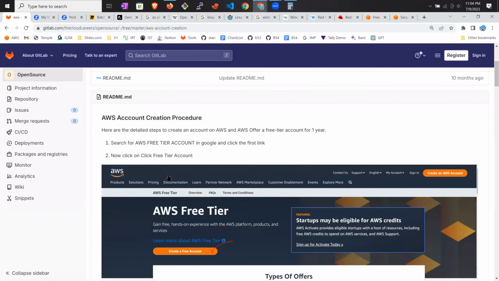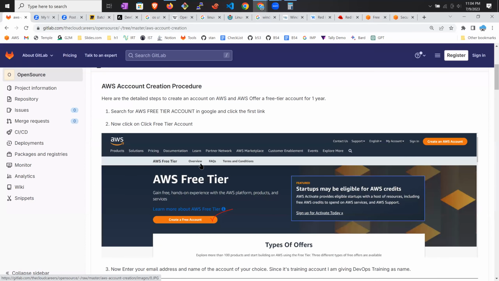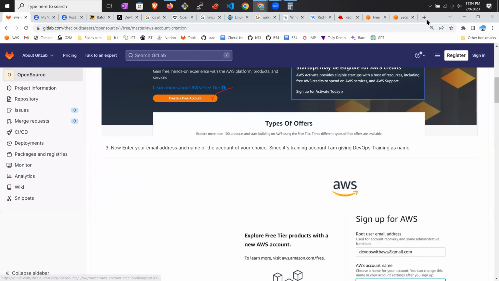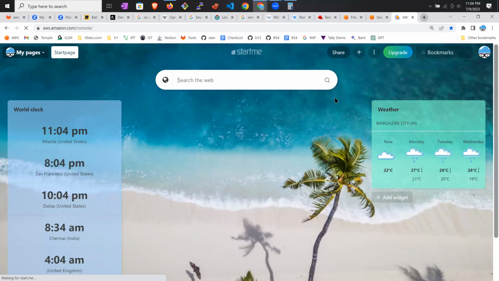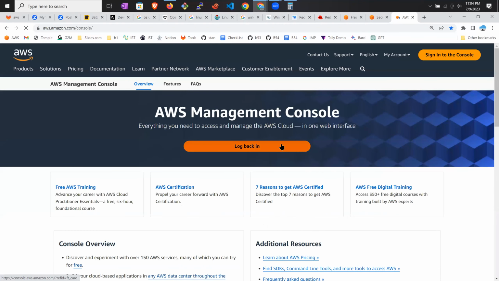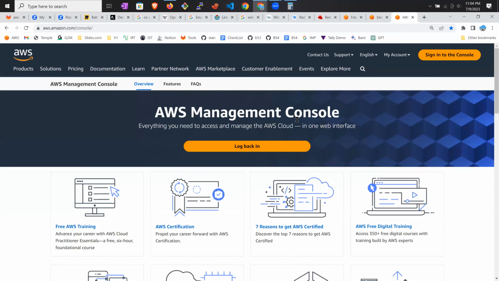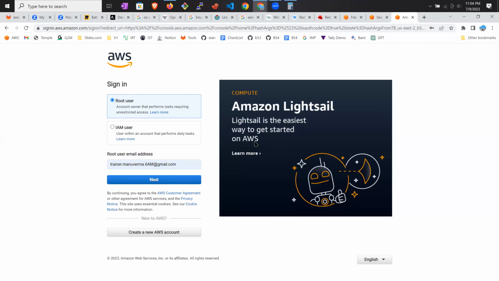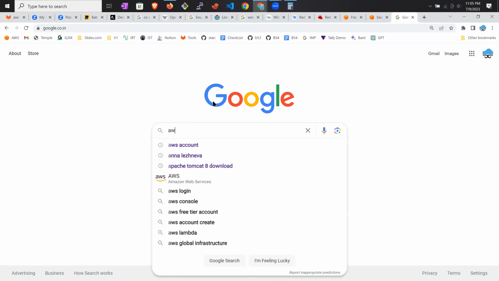All you need to do is go to the internet and say that I want to have an AWS account. Let me show you that. I'm not going to create an account because I already have an account with my credit card and debit card. So all you need to do is say AWS create account, just say Google, AWS console.